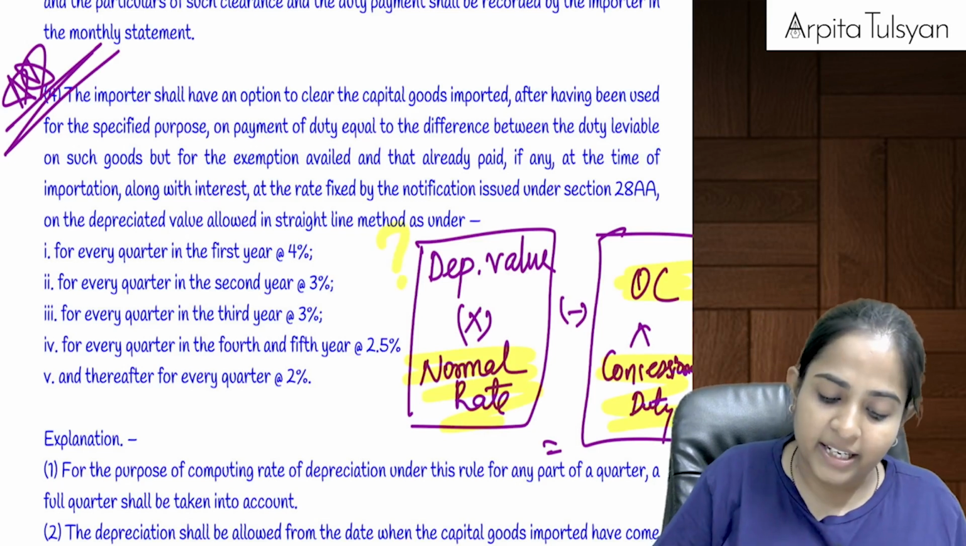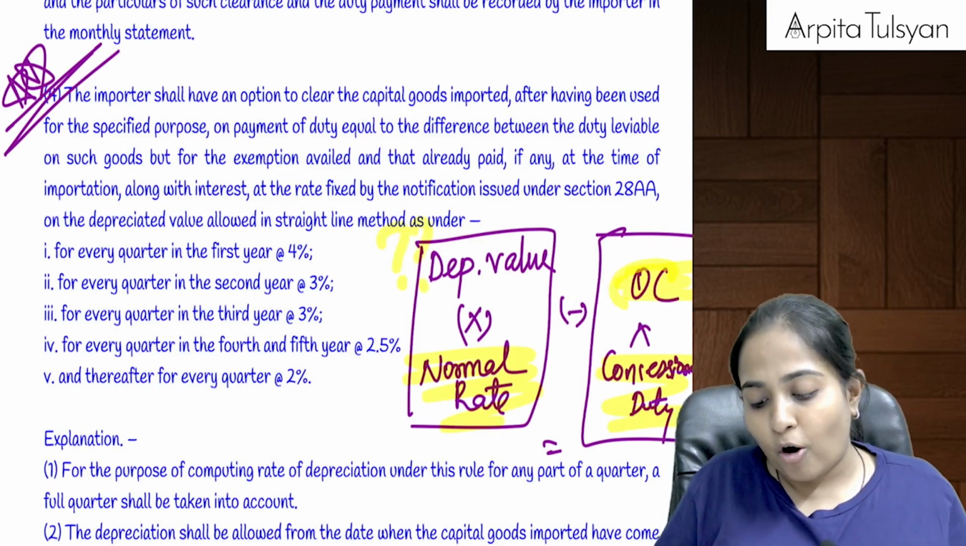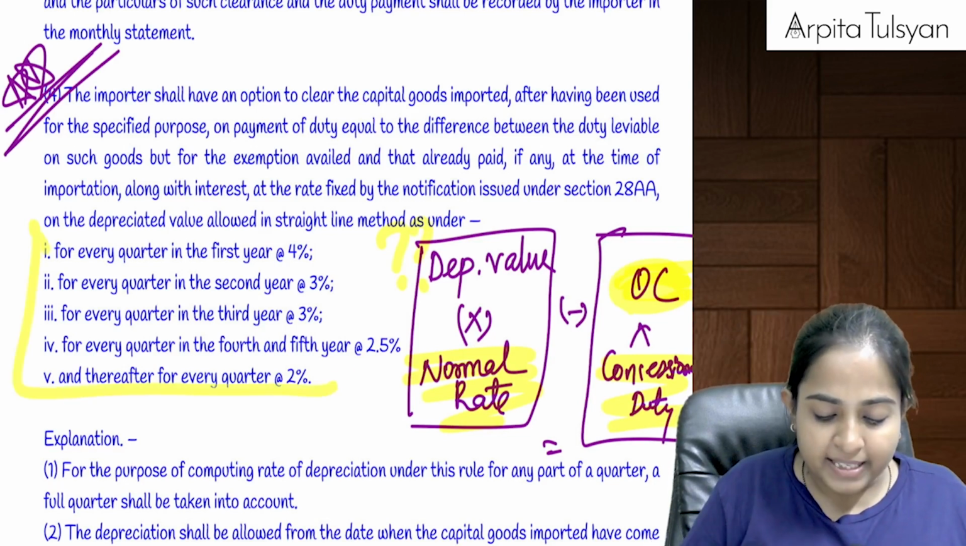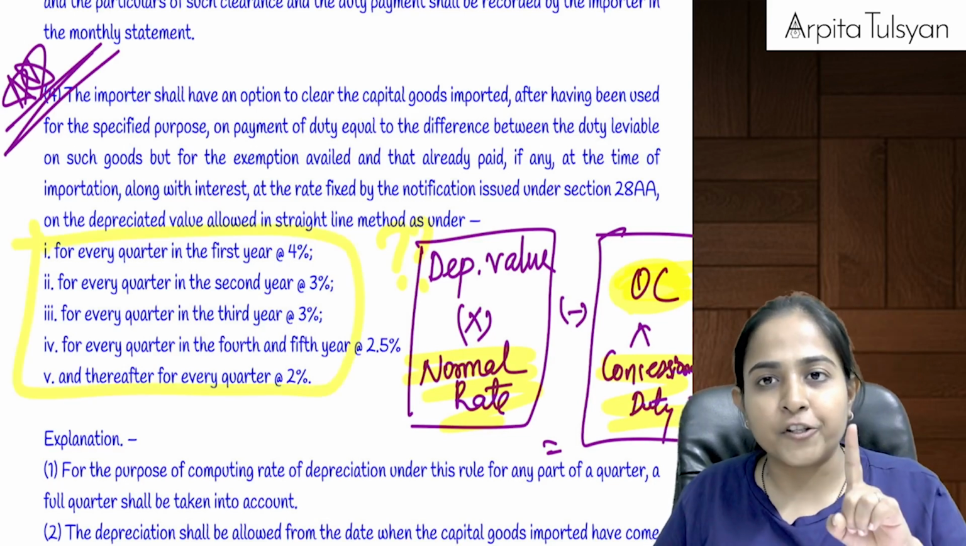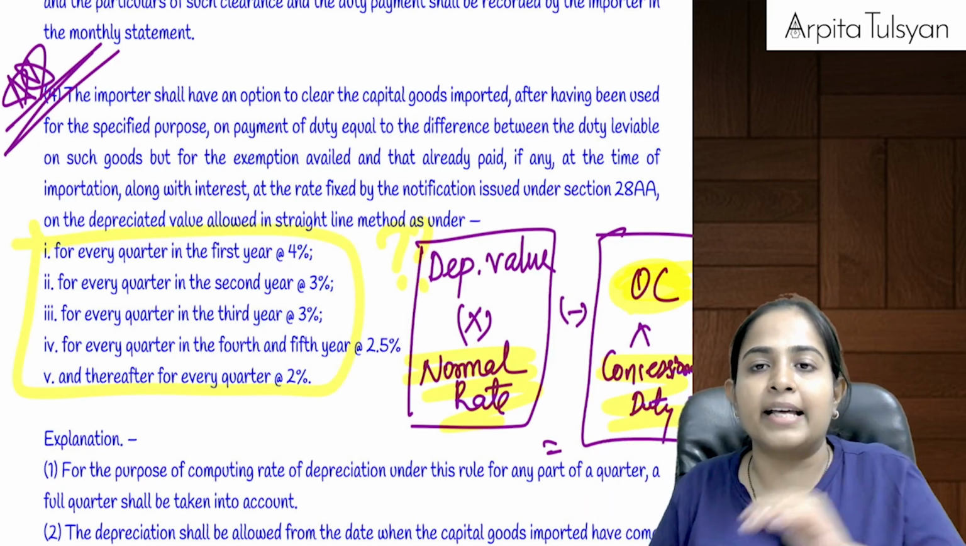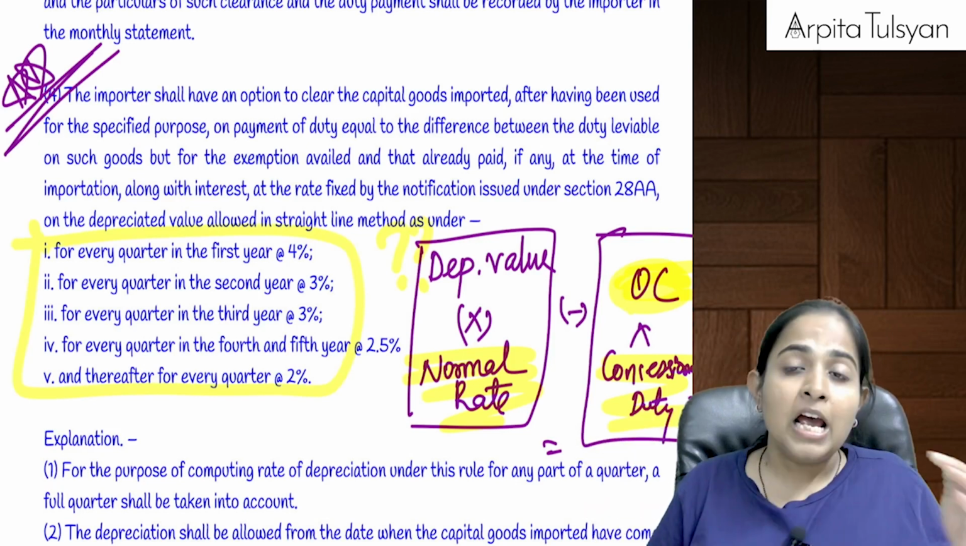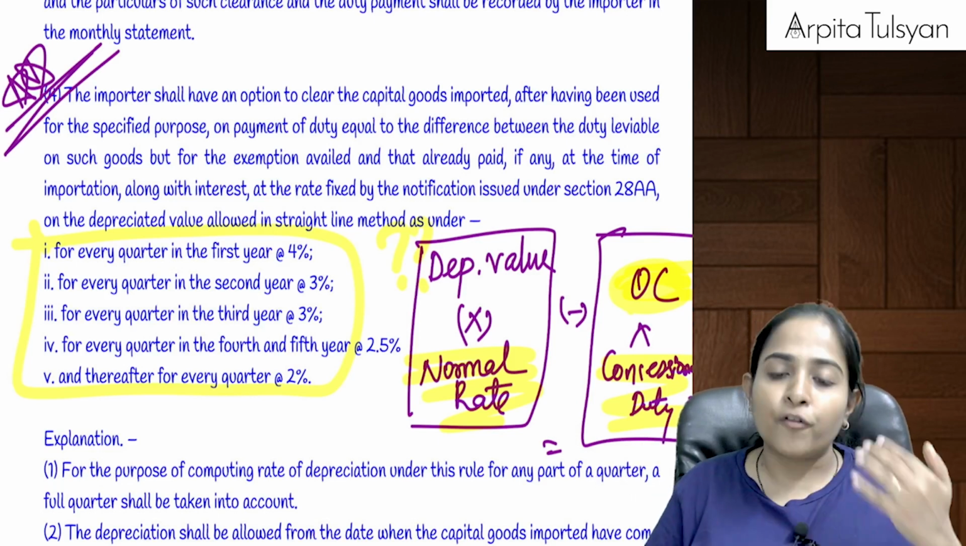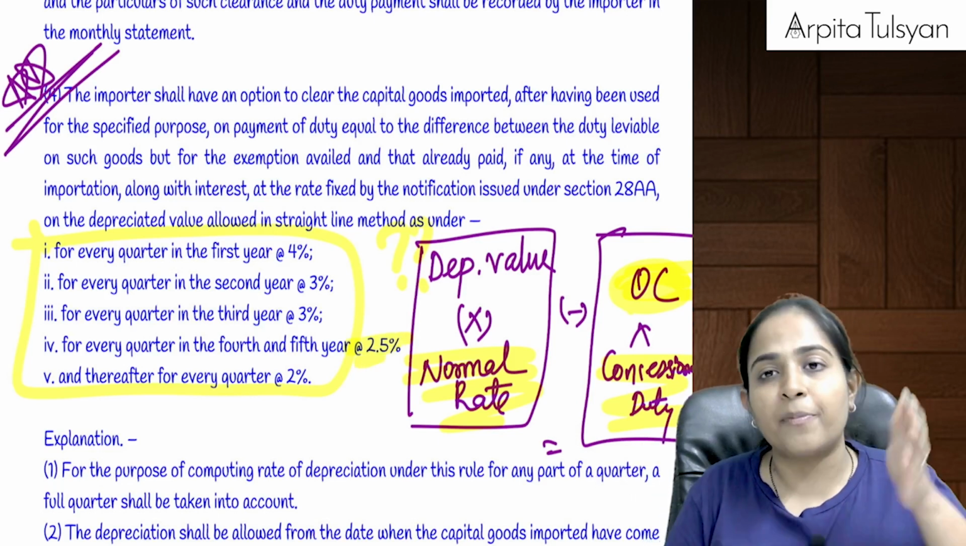Ma'am, the original cost, concessional duty and normal rate of duty will be given. How do we calculate the depreciated value? On the original cost, on a straight line basis, you have to do depreciation at this rate. For the first year, for every quarter or part thereof, 4%. For the second year and third year, it will be 3% per quarter. For the fourth year and fifth year, it will be 2.5% per quarter.